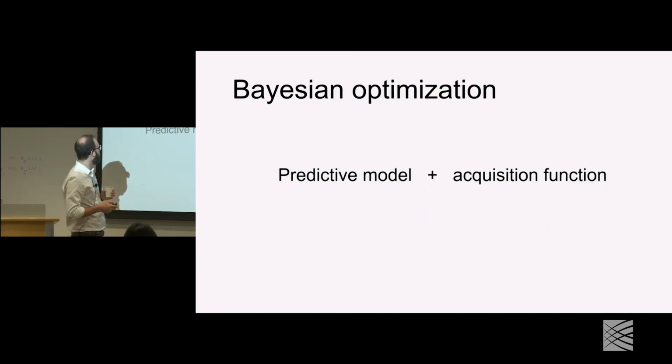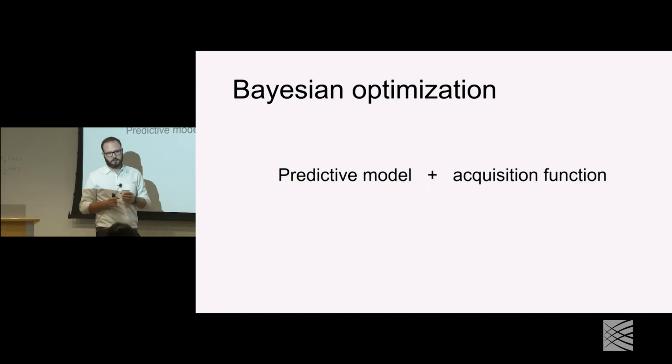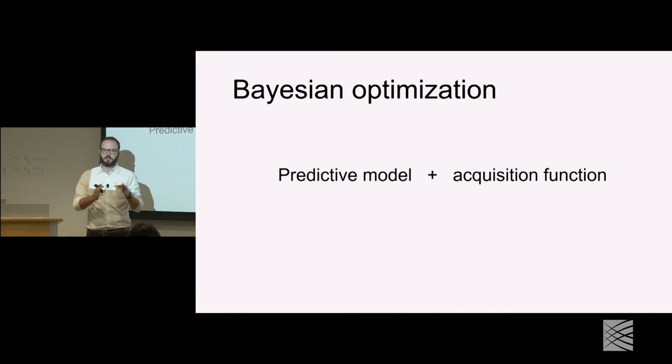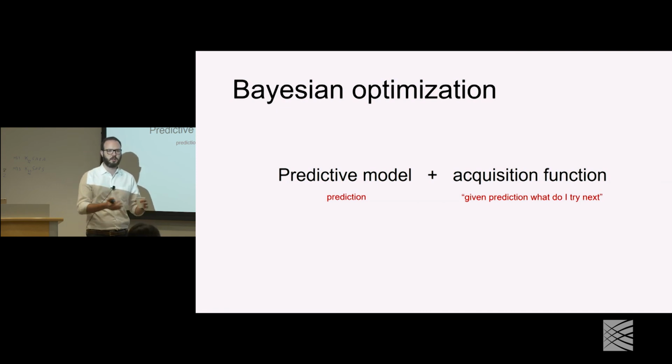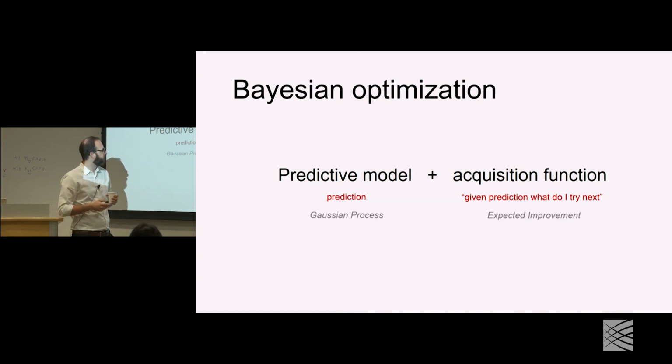So let me go a bit more in detail about what Bayesian optimization does. Bayesian optimization is really the combination of a predictive model and an acquisition function. The predictive model gives you a prediction of how the loss function changes when you change a parameter. And the acquisition function basically tells you, given that prediction, what point do I try next? You can try things such as the point that has the lowest predicted loss, or maybe try the point where the uncertainty is maximum. There are several ways to decide which point to try next.